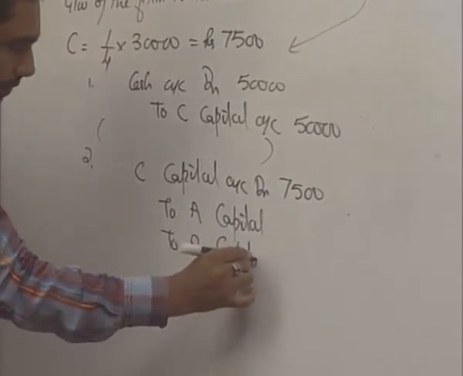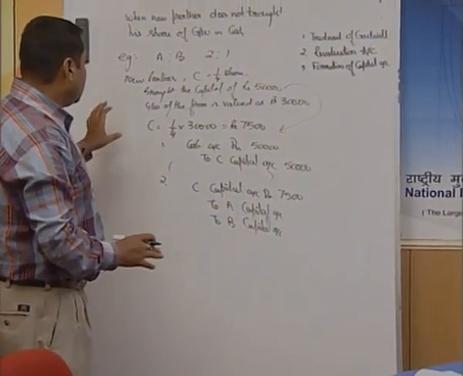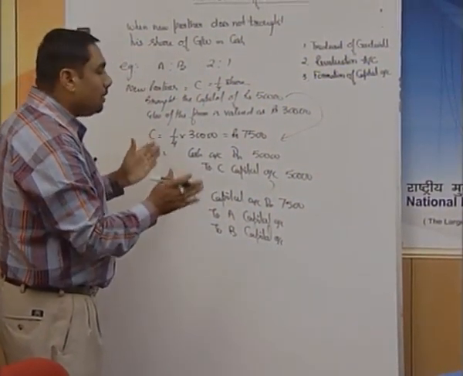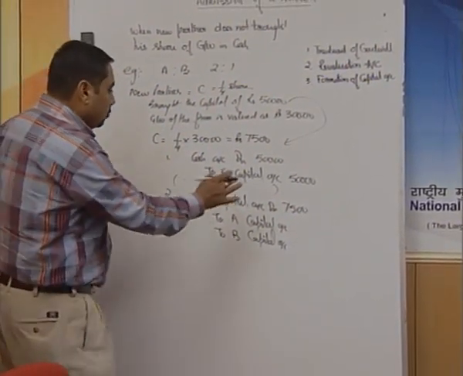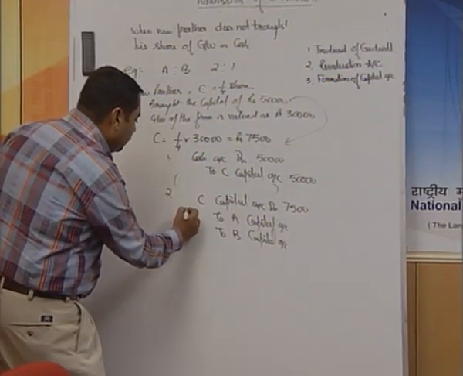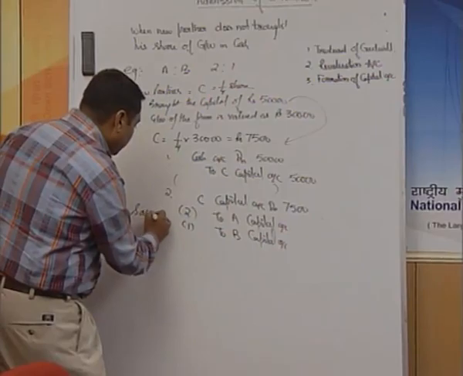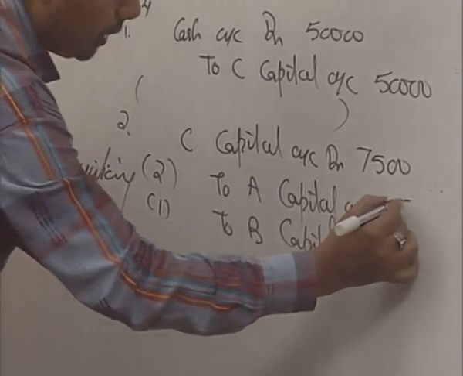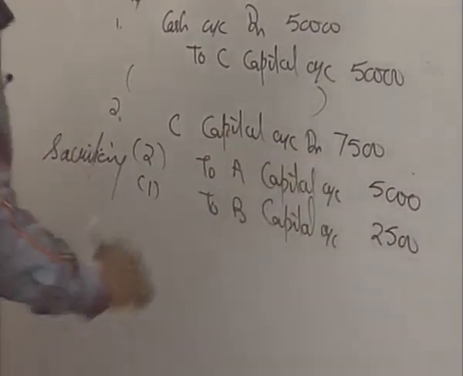In our earlier sessions, I have already told you that goodwill is always going to be distributed among the old partners in the sacrificing ratio, and we are going to follow the same concept. So, this 7,500 will be distributed among A and B in the sacrificing ratio. So, if we divide it 2:1, it comes out to be 5,000 and 2,500.